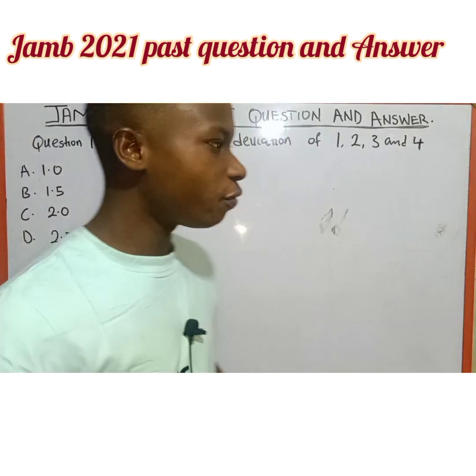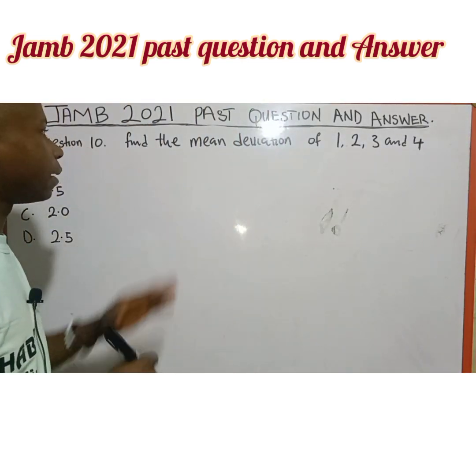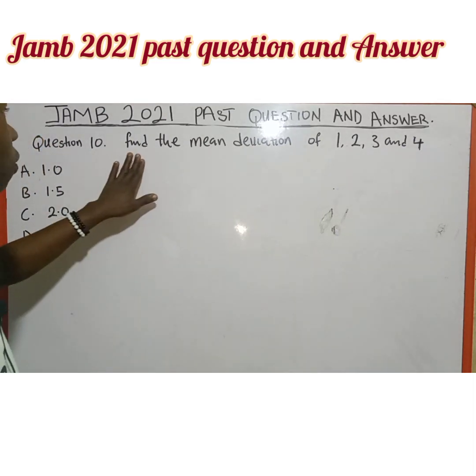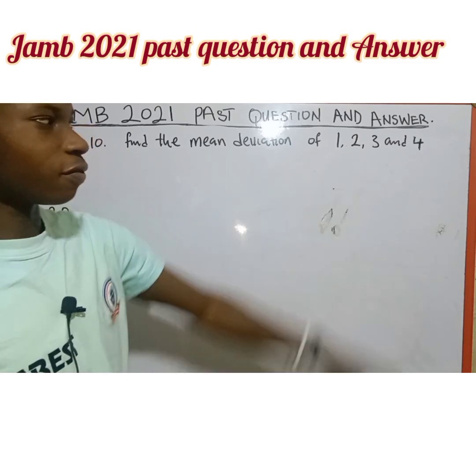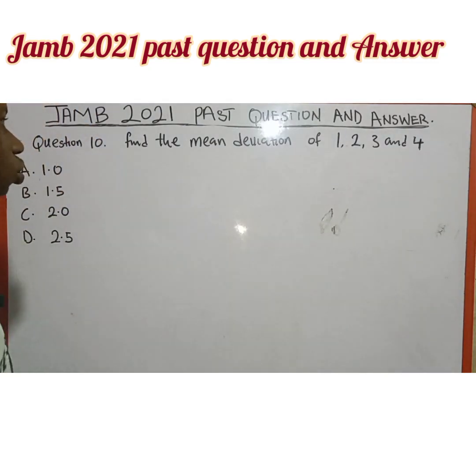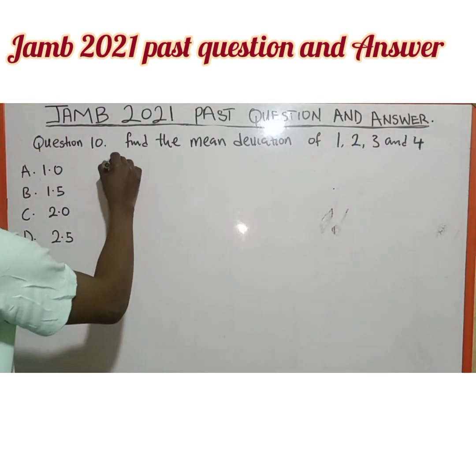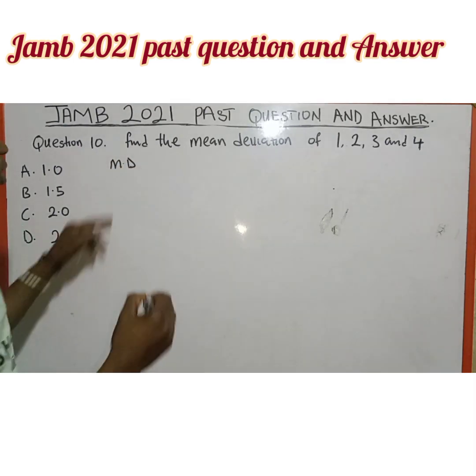Thanks for watching. Continue from question number 10. The question number 10 reads, find the mean deviation of 1, 2, 3, and 4. So let us solve. The mean deviation is denoted as MD.